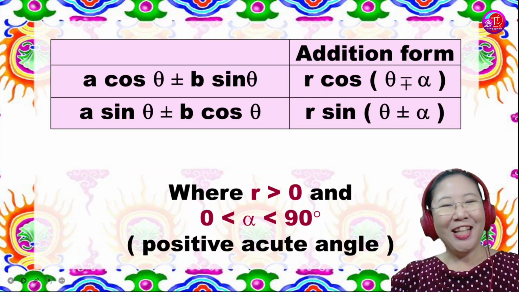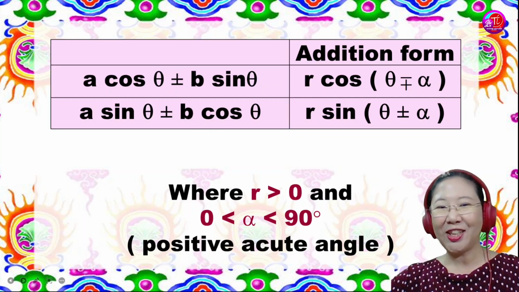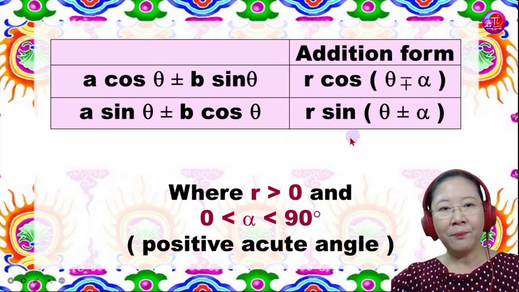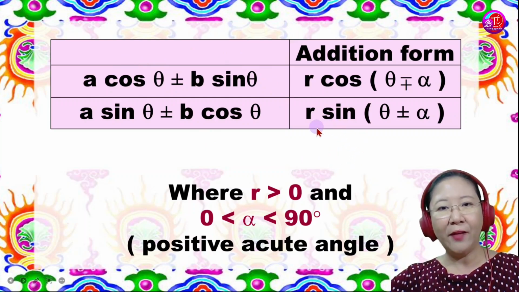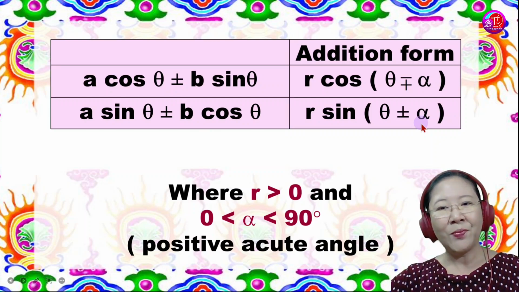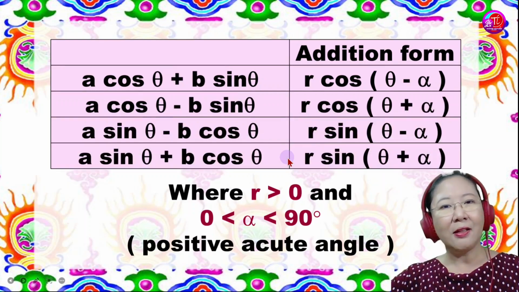Okay, let's talk about the formula itself. The R formula is used in this format, and it is used to transform equations of trigonometric functions like this into this one. So we have to be careful. The R itself is a value which is larger than 0, and the alpha that we are going to calculate will be in the first quadrant, or we call it the positive acute angle, between 0 and 90 degrees.